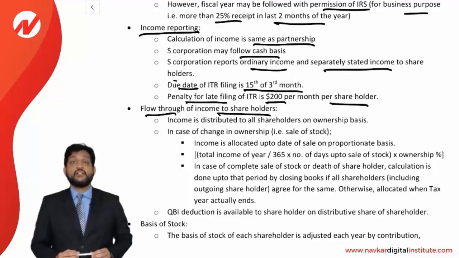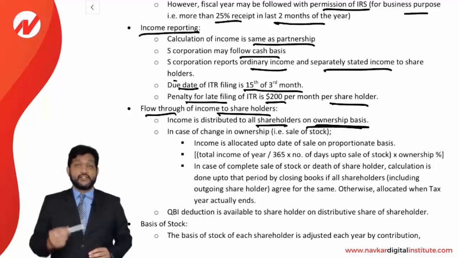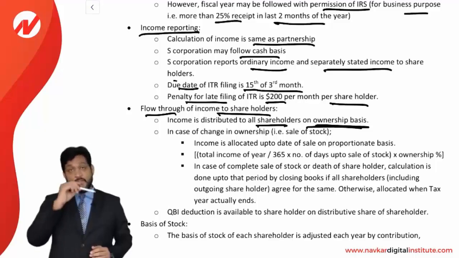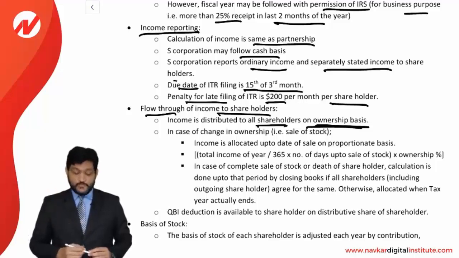Okay. Now, flow through of income to the shareholders means how the income will pass on to the shareholders from the S Corporation. Income is distributed to all the shareholders on an ownership basis. Look at this, ownership basis. So when you are a shareholder of an S Corporation, you will be allocated income from the S Corporation on the basis of your ownership, whatever may be your ownership percentage. Let's say you are a 10% owner, then 10% of income and expenses will be passed on to you.